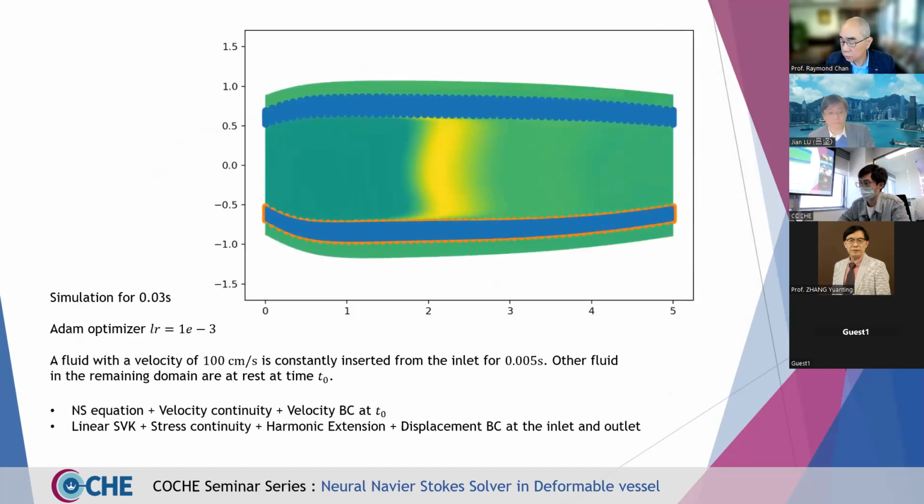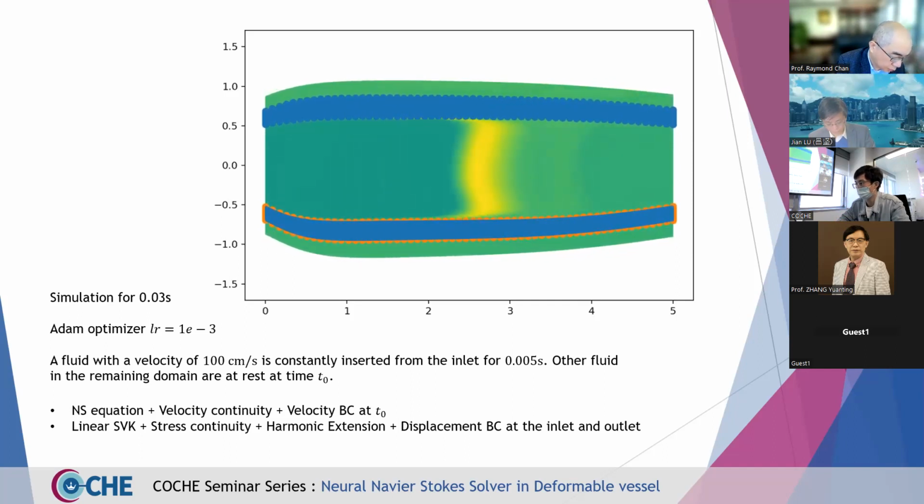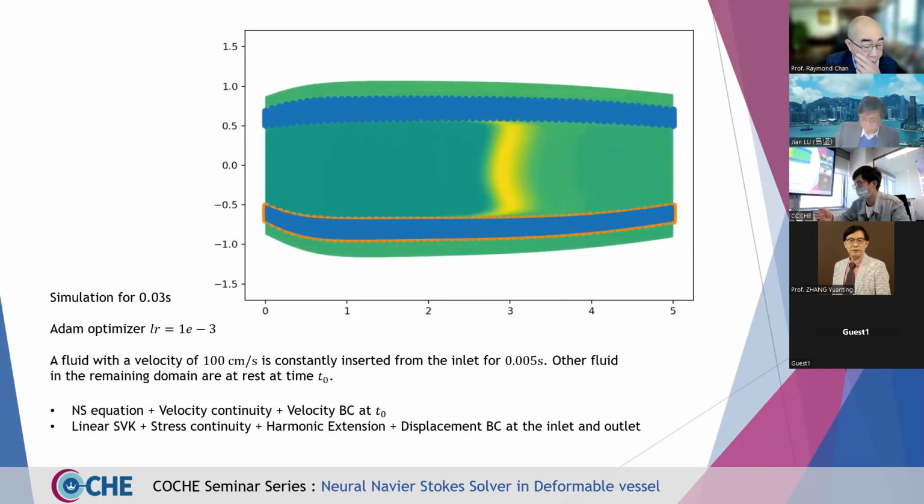The result looks like this. We did this simulation for 30 milliseconds. The condition is that you impose a fluid at the speed of 100 centimeters per second at the inlet. The inlet is on the left-hand side, right? Okay, so for the pressure, the yellow indicates high pressure, and the more yellow it is, the higher the pressure. You can see the fluid actually flows to the right. The peak pressure actually goes to the right continuously.